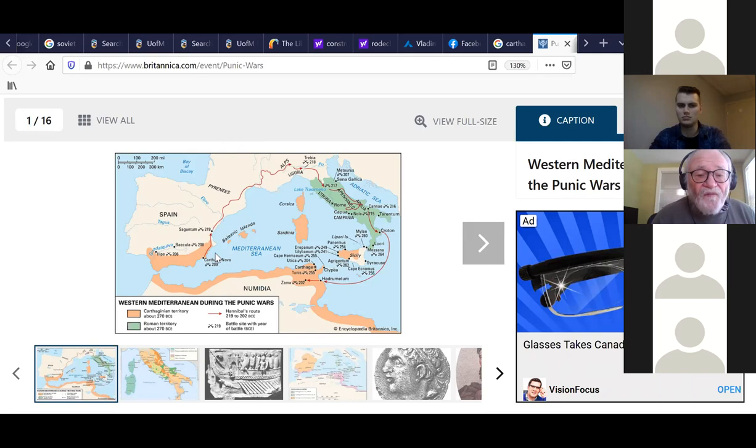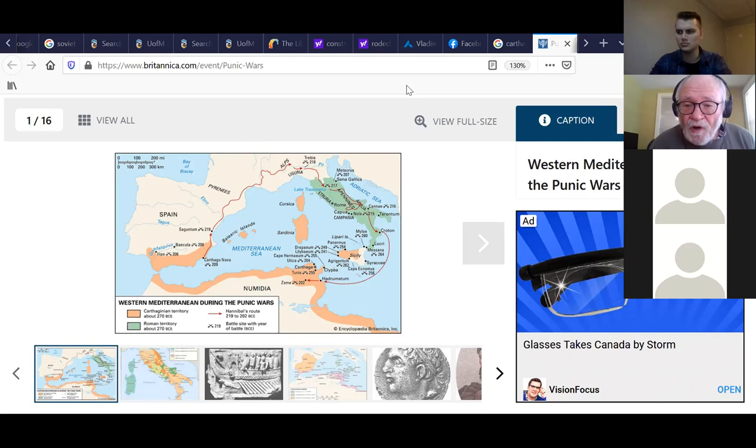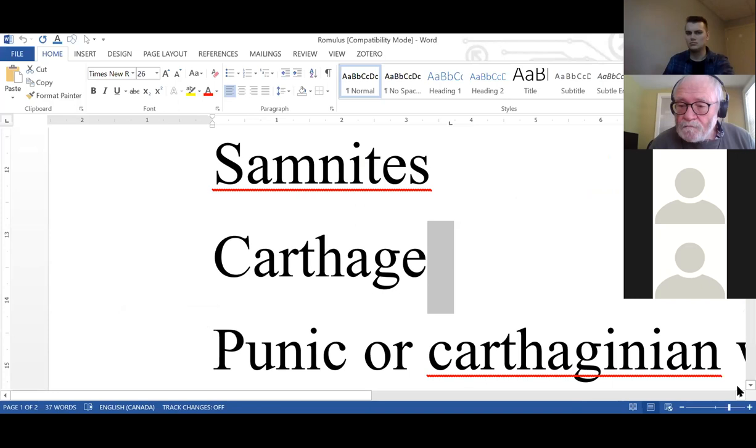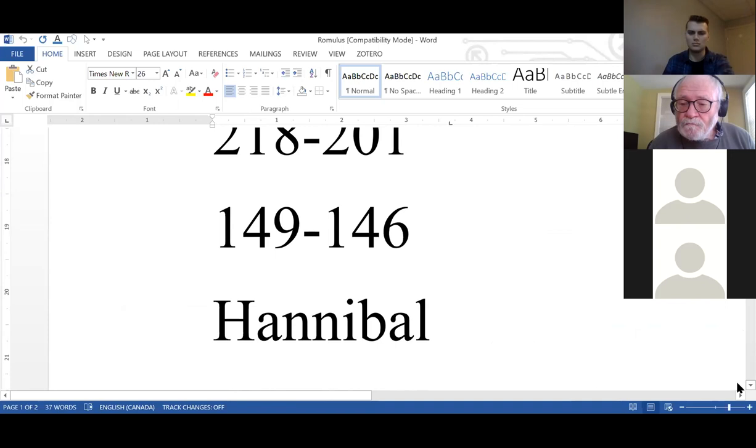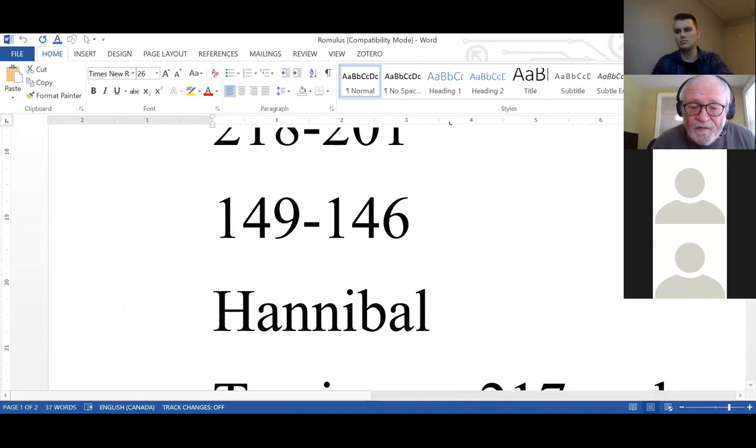Well, the Carthaginians consolidate control here, and their great general, Hannibal, takes command. And what Hannibal does is amazing, because from Spain, he launches a huge army headed by war elephants. And you can see the route of Hannibal here. From southern Spain, this army marches through southern France and crosses the Alps and takes the Romans by surprise.